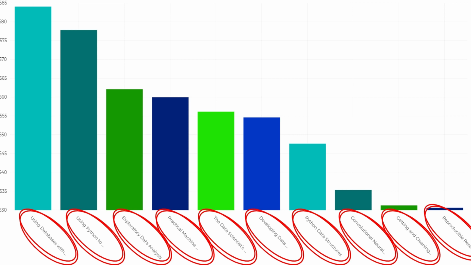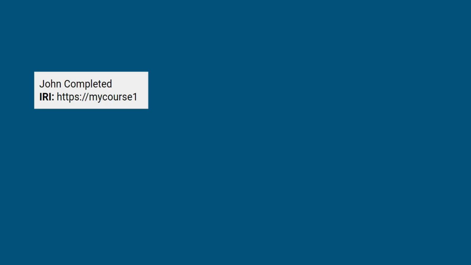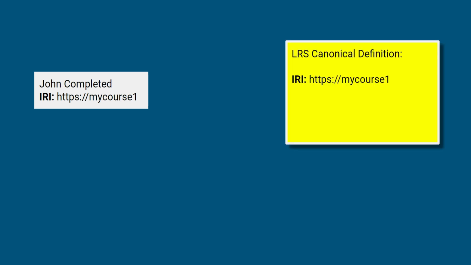As you know, we get data like this from content that sends xAPI statements. In this case, John completed this thing that has an identifier of https://my course1. And it's just one data point, one statement that we get in the system. When the LRS sees this, it starts to build a representation of the objects in the system. So in this case, now we have a canonical definition for this thing, and all we really know about it is it has this particular ID.